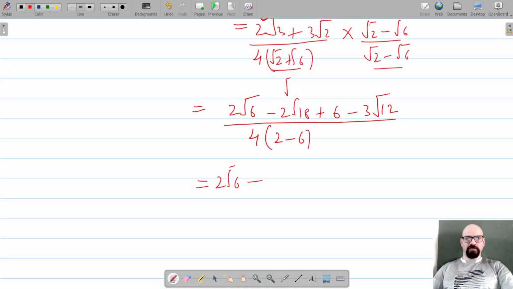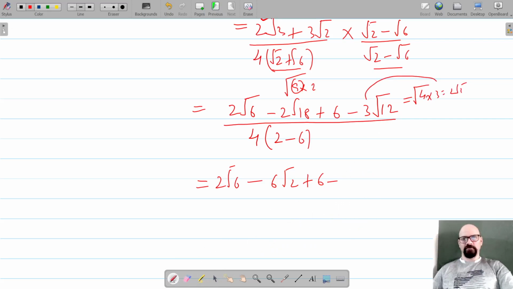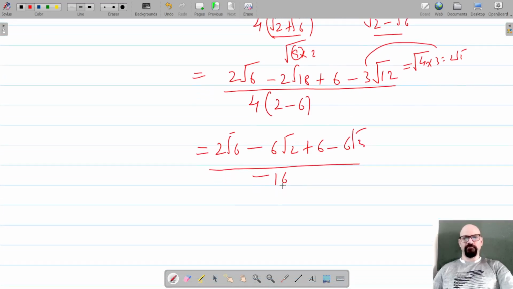Now root 18 is 9 into 2, and root of 9 is 3, so 3 twos are 6. This is 6 root 2 plus 6 minus 3. Root 12 is equal to 4 into 3, so this is equal to 2 root 3, and 3 into 2 is 6. So this is 3 twos are 6, so 6 root 3 upon minus 16.